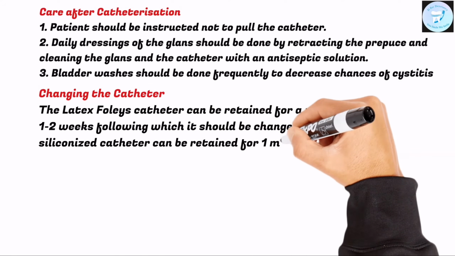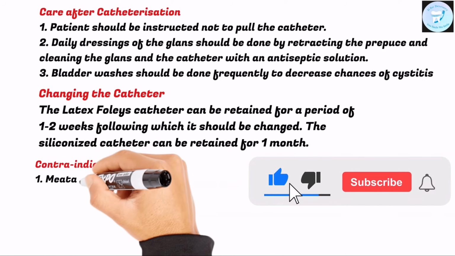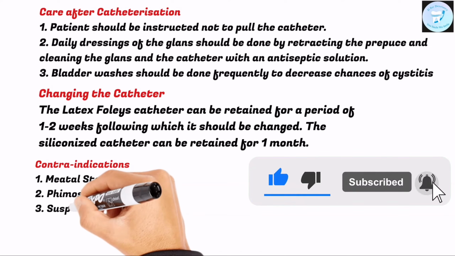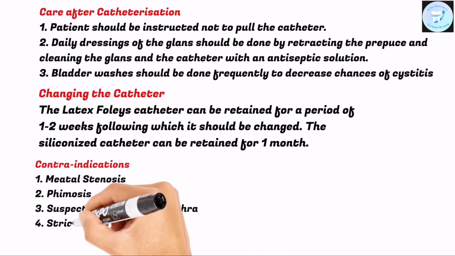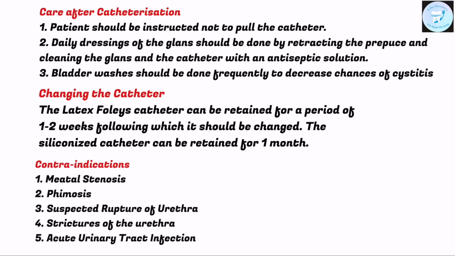What are the contraindications? First, meatal stenosis. Second, phimosis. Third, suspected rupture of urethra. Fourth, strictures of the urethra. Fifth, acute urinary tract infection.